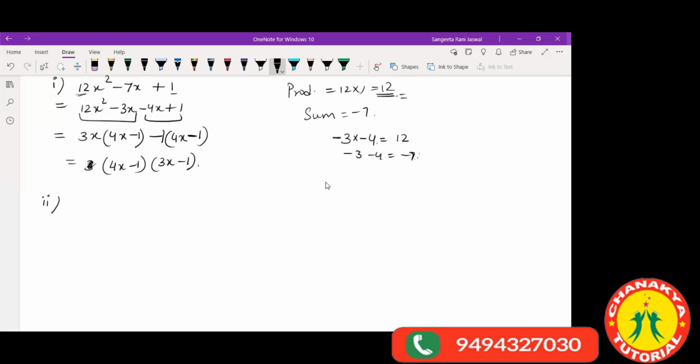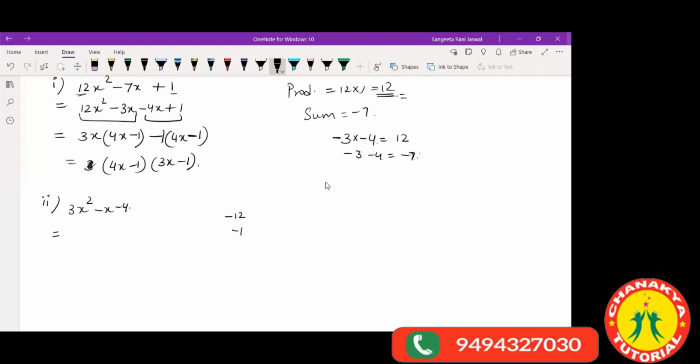Okay, let's take another one from this question only. 3x square minus x minus 4. Now let's do this. Okay, now what will you do? Again, you will split the middle part. So your product should be -12 and your sum should be -1.